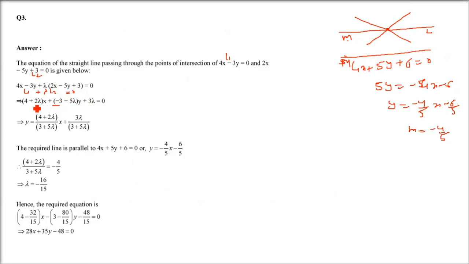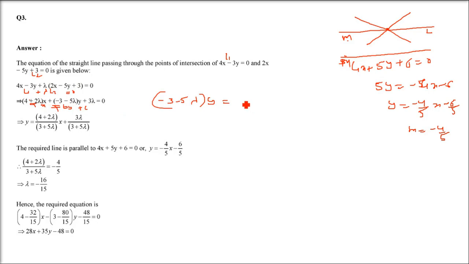So from here, this is ax plus by plus c equals 0. So how do you write this? Minus 3 minus 5 lambda, I'm taking this as b here. b is minus 3 minus 5 lambda.